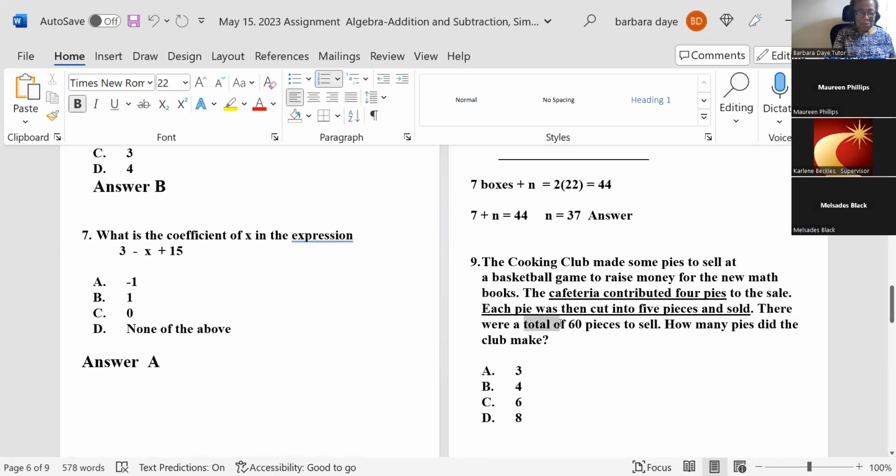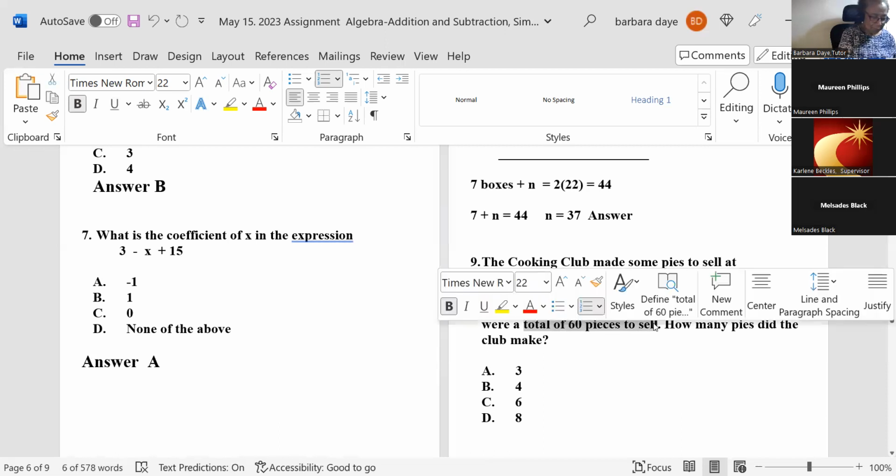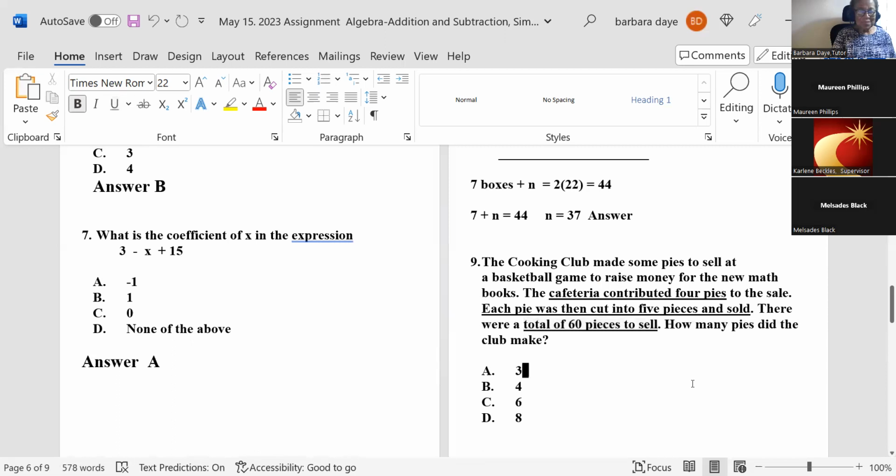Okay. Maureen, you figuring it out? You got it all figured out? Okay. Each pie was to be cut into 5 pieces. You're looking for how many pies did the club make? Okay, I have 4 the same. At 5 pieces, it's 20. Okay, 20 pieces. Keep going, Maureen. You're on the right track. Keep going. There were a total of 60 pieces to sell.